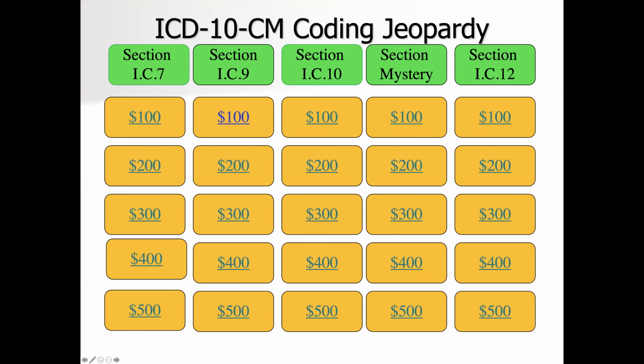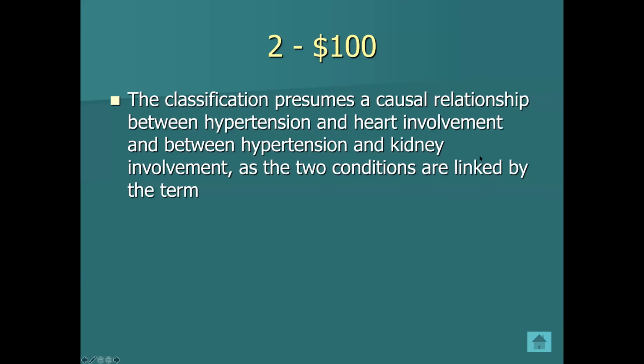And our last one. The classification presumes a causal relationship between hypertension and heart involvement and between hypertension and kidney involvement, as the two conditions are linked by the term with. What is with? That is correct. Actually, you are correct. My answer is wrong, but you are correct. It is what is with.